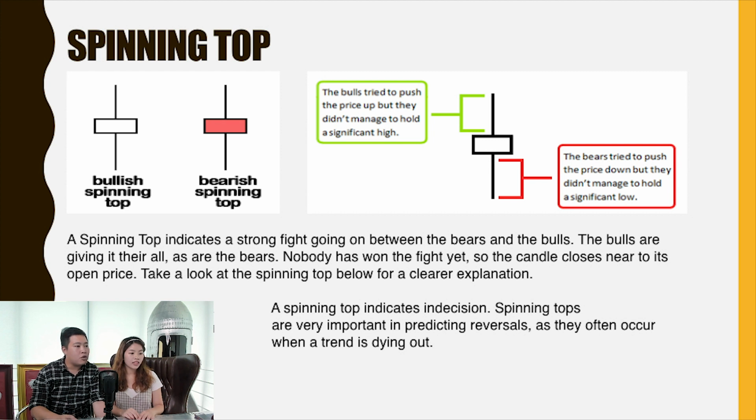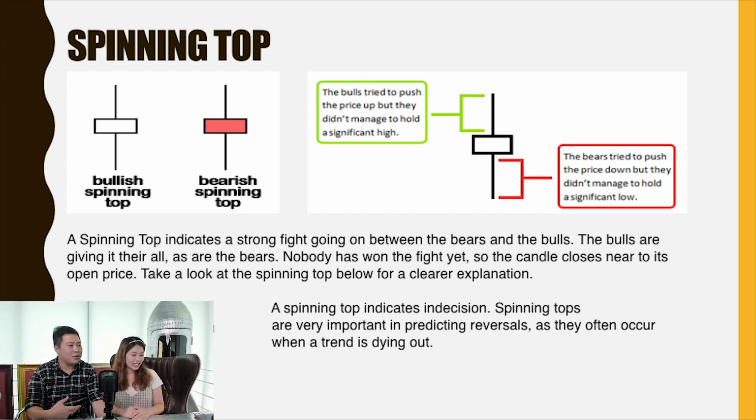It indicates a strong fight going on between bulls and bears. The bulls are giving it their all, as are the bears. Nobody has won the fight yet, so the candle closes near its open price. Opening is below, closing is on top. Small body. Then take a look at the spinning top above for a clearer explanation. It's basically the same words, so I don't understand what the point is.